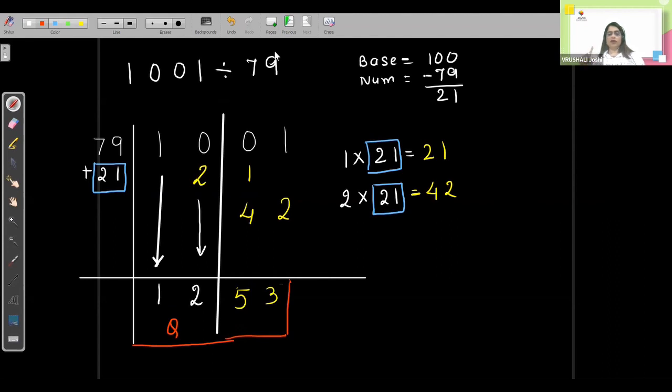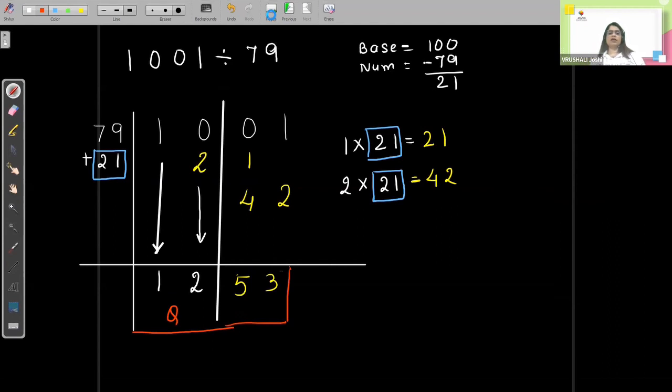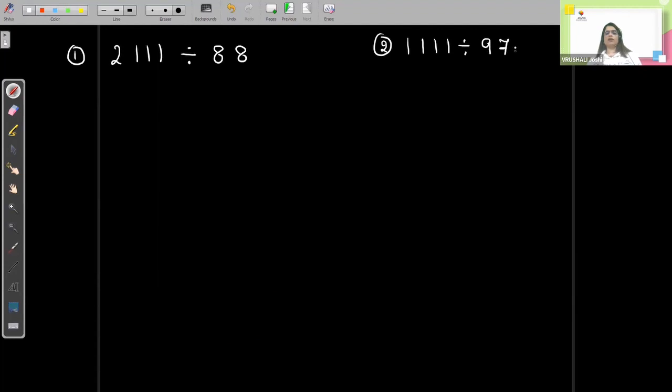Now I'm going to give you all one more sum, one or two more sums. I want to see how you guys are doing it. Try to do this in, say, one second. Let's take 2111 and try to divide this by 88. Come on, all of you try this out. And one more sum. Let's say 1111 and let us divide this by 97.